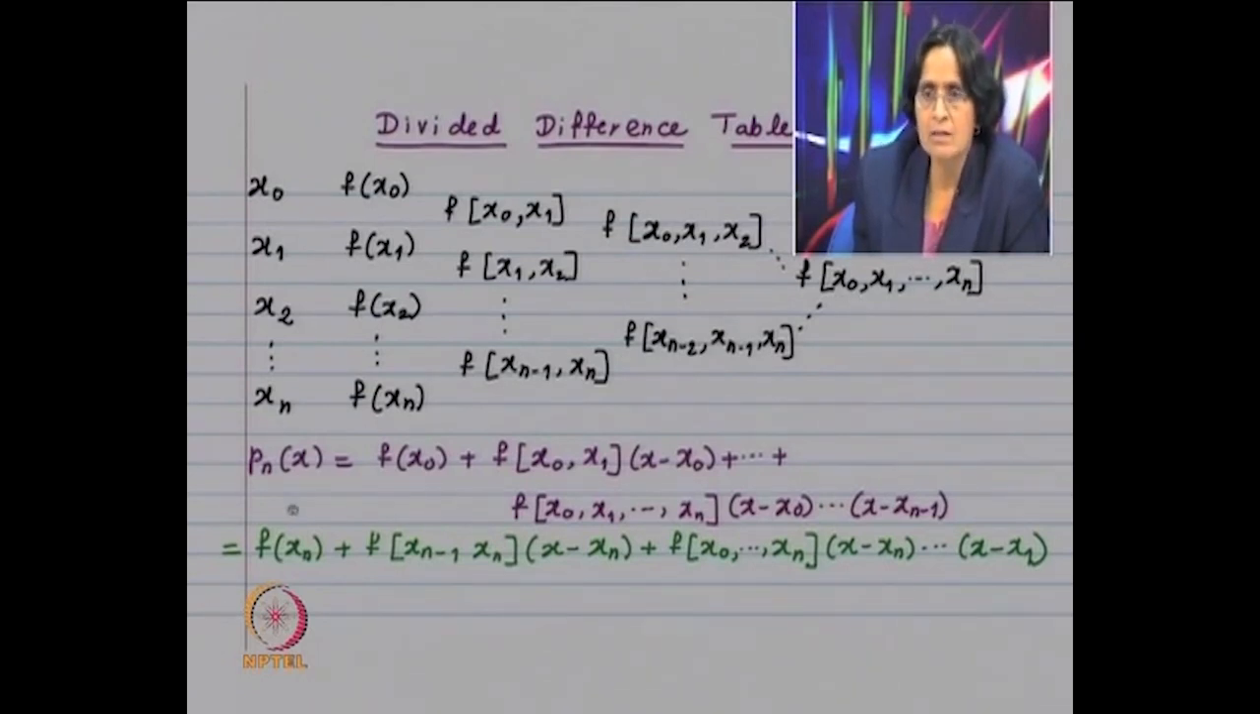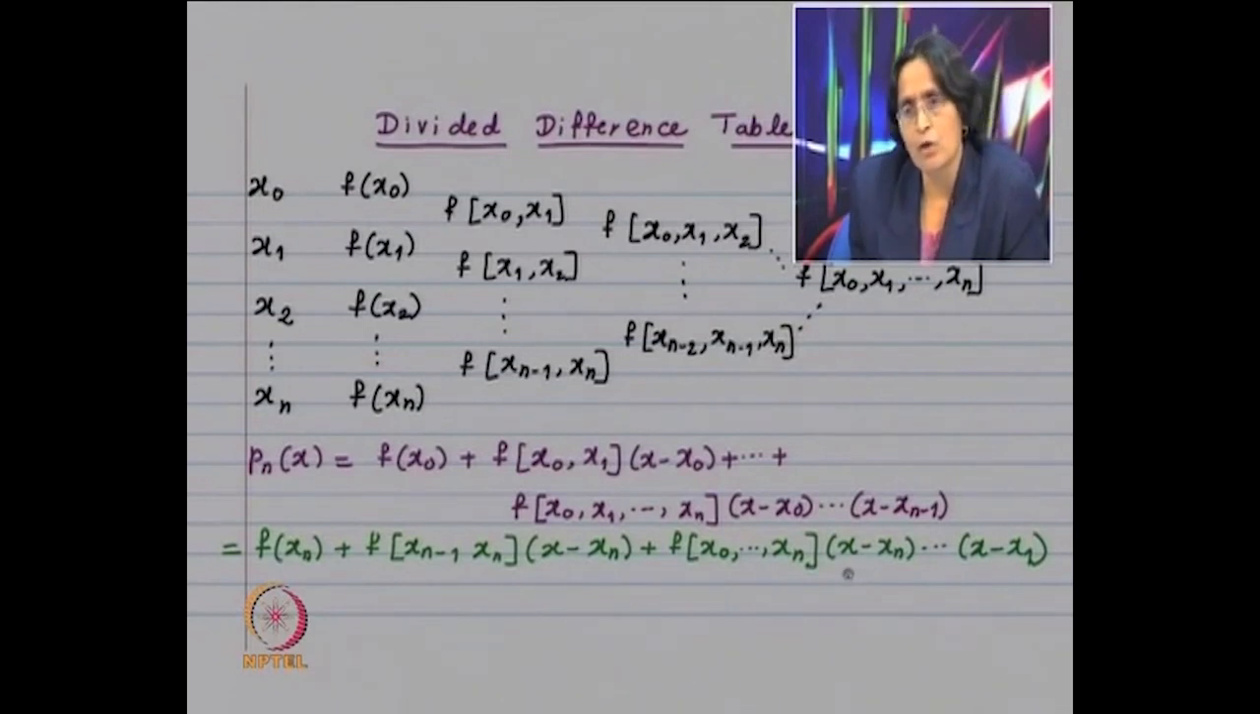And then Pn(x) will be equal to f(x0) plus f[x0,x1] into (x minus x0) plus up to f[x0,x1,...,xn] into (x minus x0)...(x minus xn minus 1). Or you can take the points in the other order and then you will have f(xn) plus f[xn minus 1,xn] into (x minus xn) plus up to f[x0,x1,...,xn]. And your points are in the order xn, xn minus 1, up to x1 you have to go. So, that is going to be the backward formula.